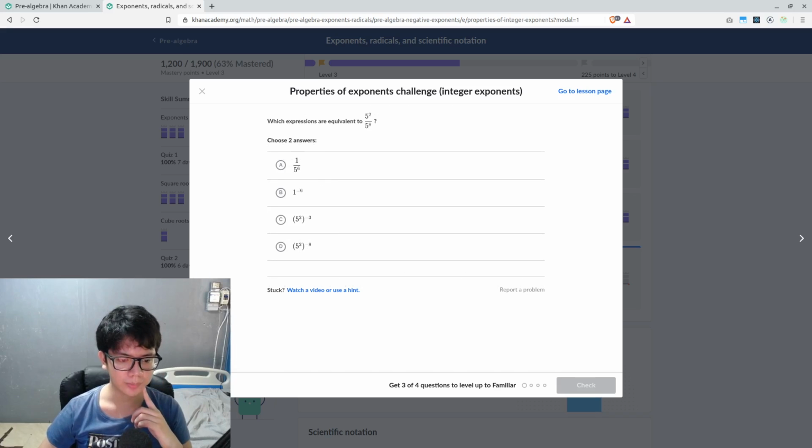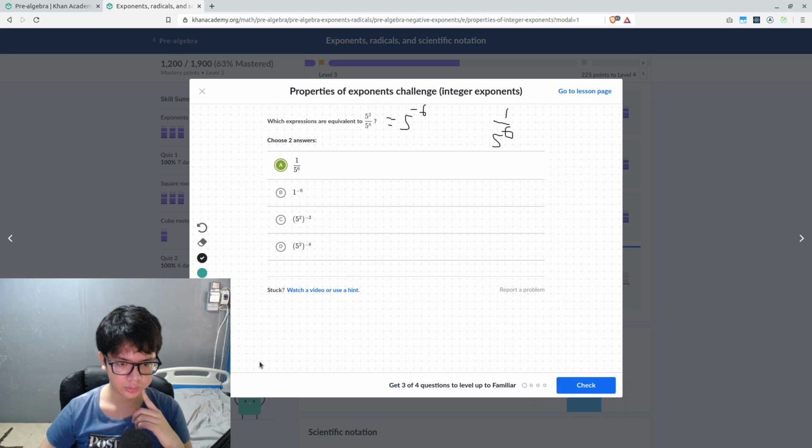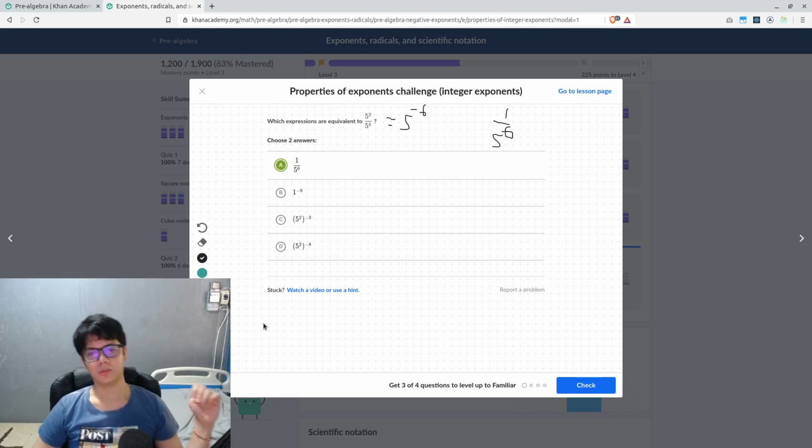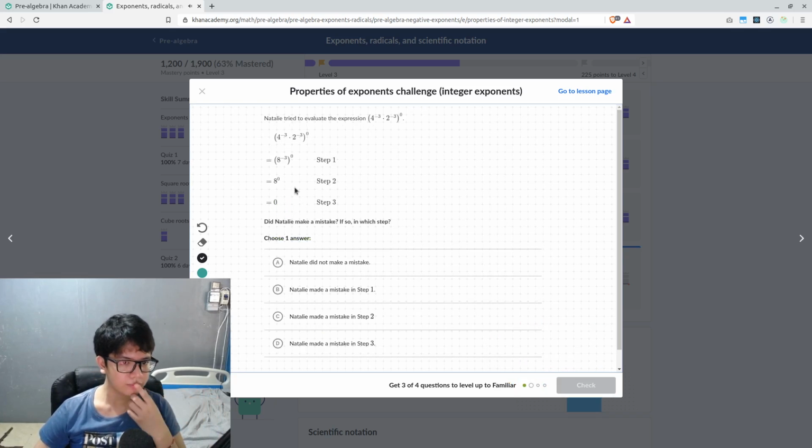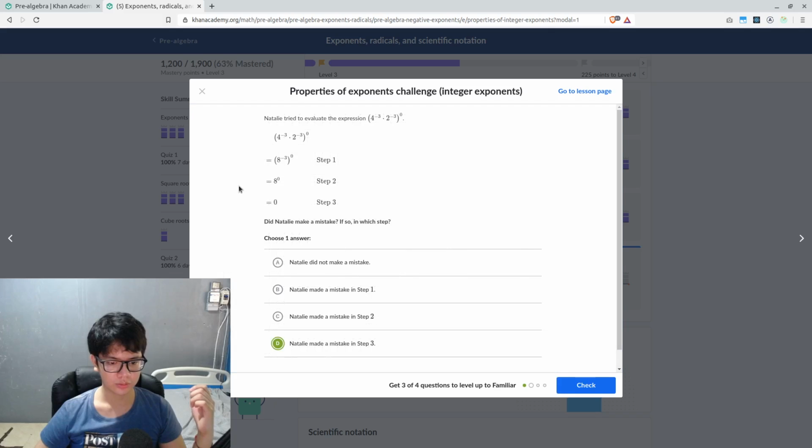So this is the same as 5 over negative 6 or 1, 6. Oh my god. Natali tried to evaluate the expression raised to 0. Cool. So just step through.